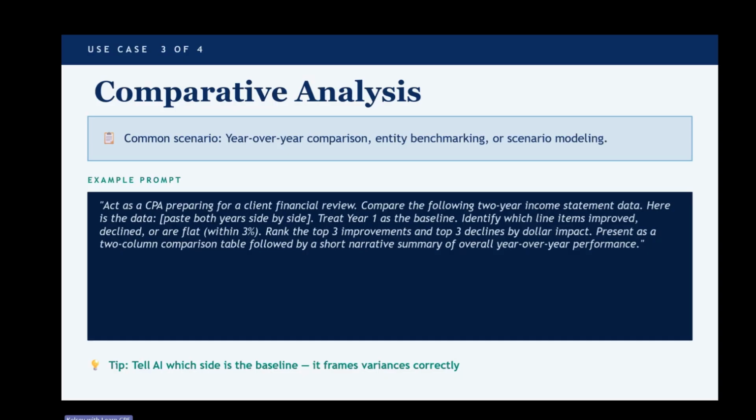Treat year one as the baseline. Identify which line items improved, which declined, and which are flat, which is within 3%. Rank the top 3 improvements and top 3 declines by dollar impact. Present as a 2-column comparison table, followed by a short narrative summary of overall year-over-year performance. And so this output is a structured comparison you can drop straight into your client's material with pretty light editing, assuming that there's nothing too crazy that you need to change. But telling AI where that baseline is really helps frame your variances correctly.